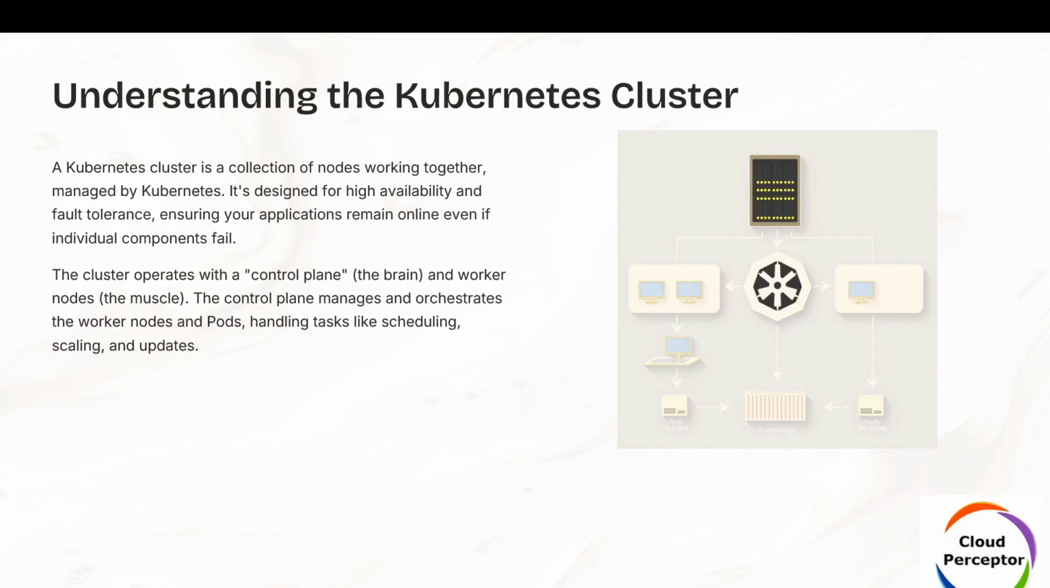Understanding the Kubernetes cluster. A Kubernetes cluster is a collection of nodes working together, which are managed by Kubernetes. It is designed for high availability and fault tolerance, ensuring your application will remain online even if individual components fail. So it is resilient. The cluster operates with a control plane, which is the brain, and worker nodes, which are the muscle. The control plane manages and orchestrates the worker nodes and pods, handling tasks like scheduling, scaling, and updates.